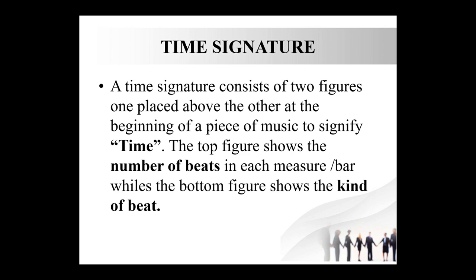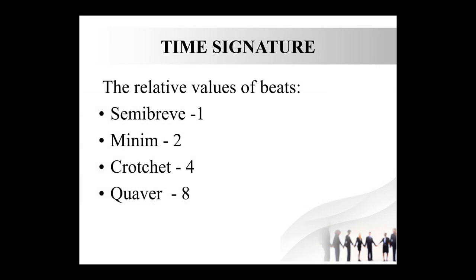So this simply means you have two figures, that in mathematics they will call numerator and denominator. The top one shows the number of beats in every bar, and the one below, the denominator, shows the kind of beat. So the numerator is going to show the number of beats in every measure or bar. So looking at this, the relative values of the beat.